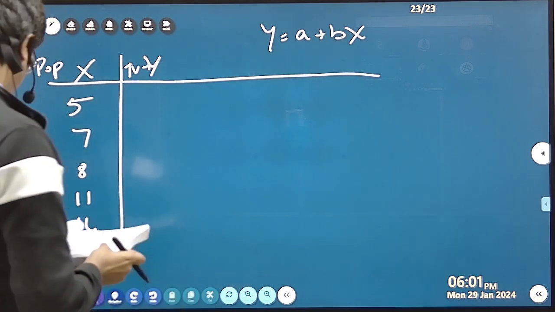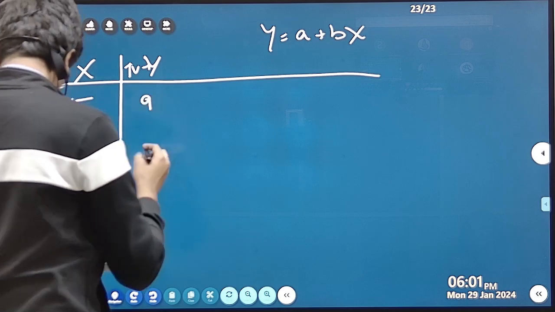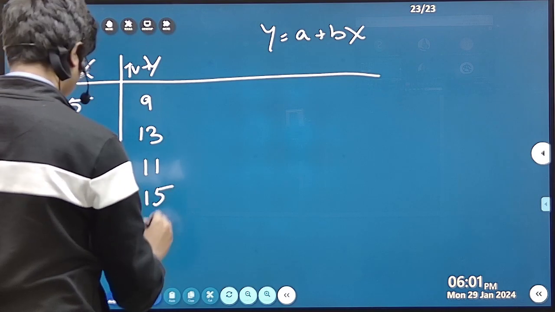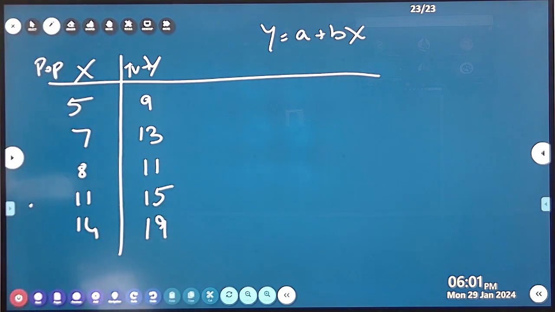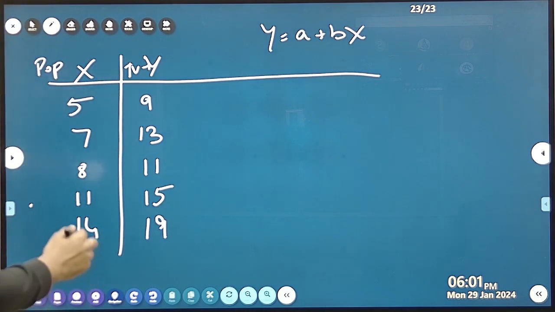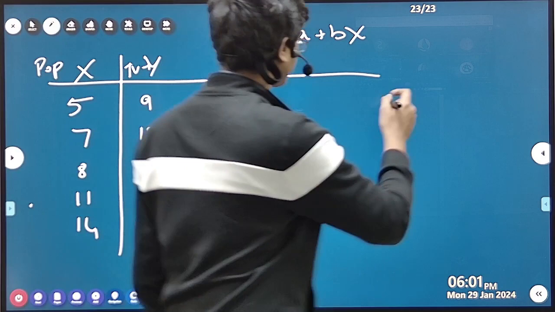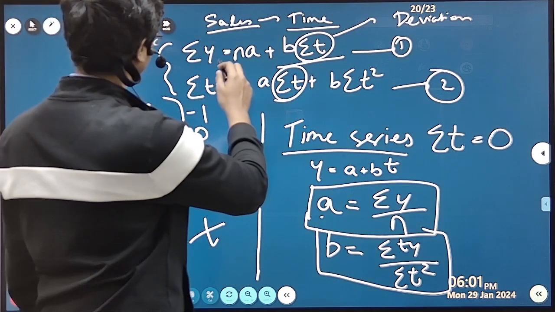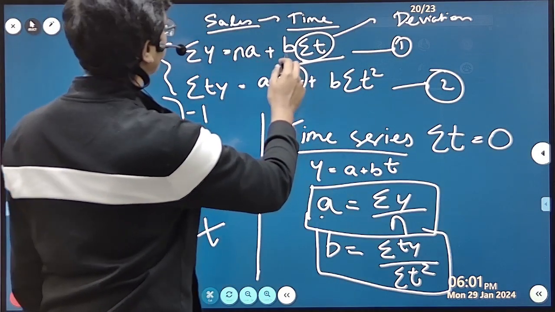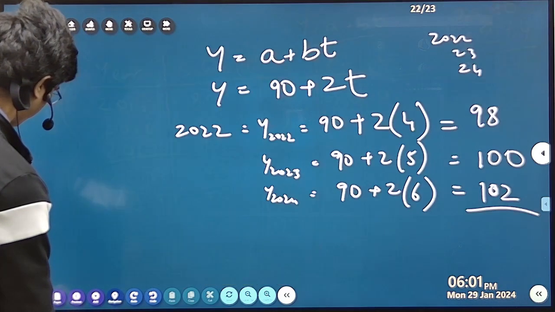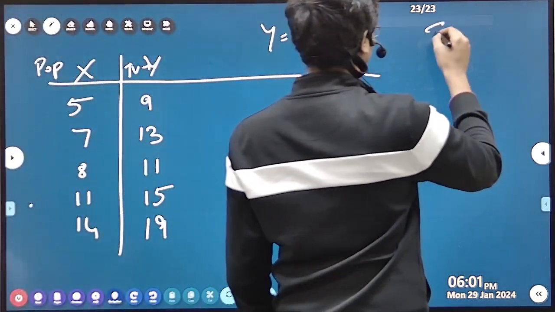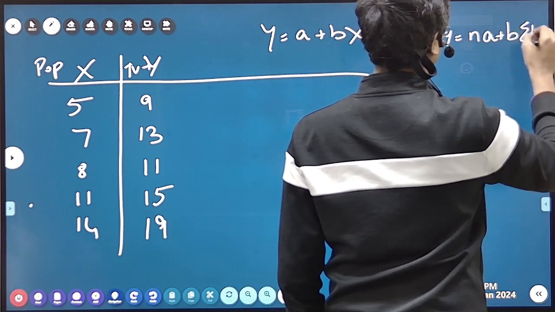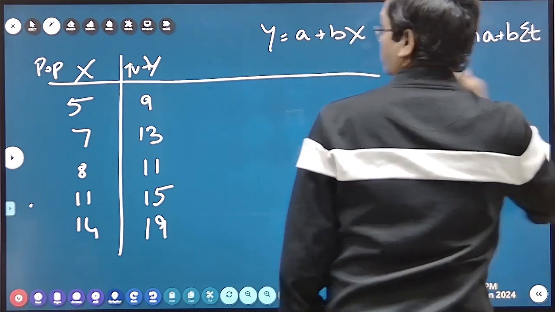So this data, if you see, this is 9, 13, 11, 15, and 19. Okay. Yeah. So if you remember the equations, let us look at our equations. Yeah, the first equation was sigma y equal to na plus b into sigma t, right? Yeah, so sigma y equal to n into a plus b into sigma t. So this is actually x, not t.